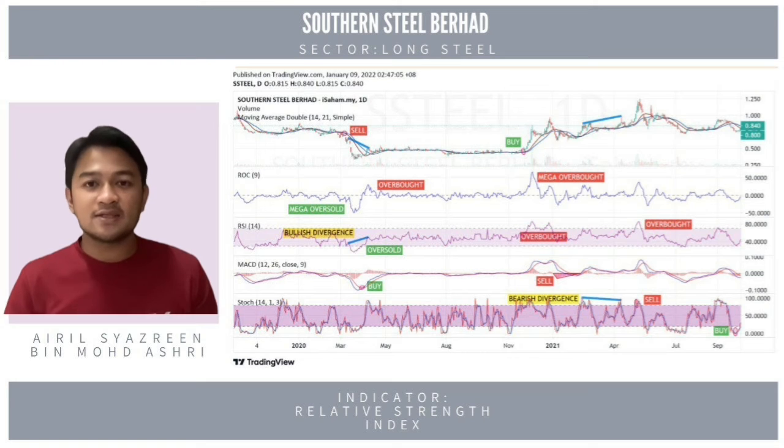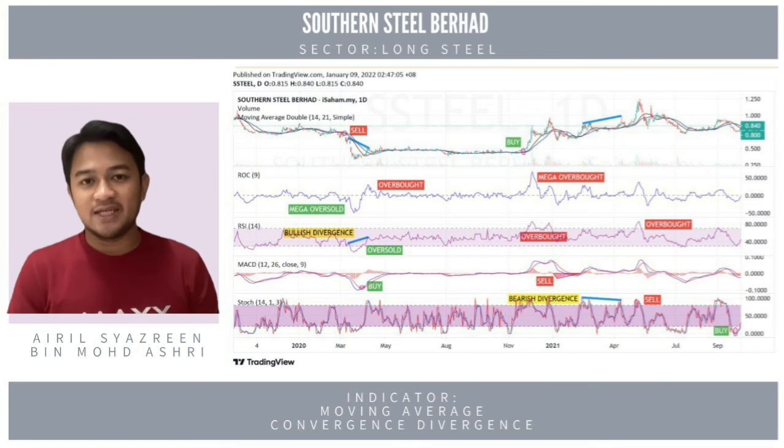The third indicator is relative strength index, where investors must buy when the RSI line is below 30% and sell when it is above 70%. The second last indicator is MACD. I will refer to the histogram. When the histogram turns up, it shows a buy signal, and when it turns down, a sell signal.